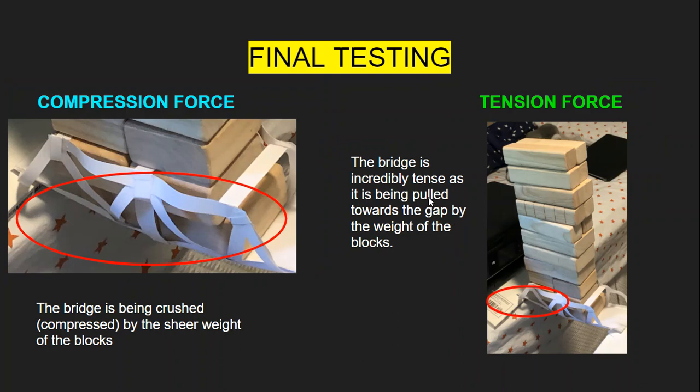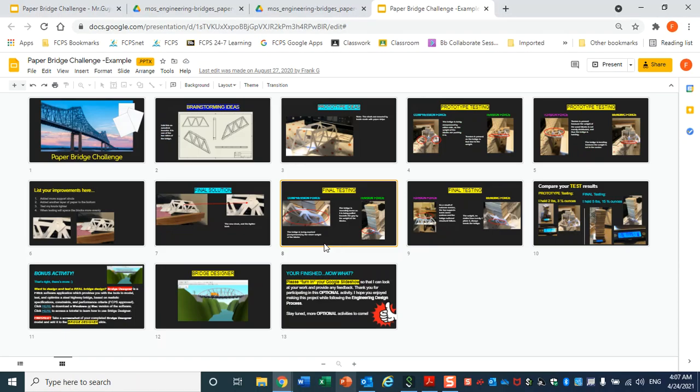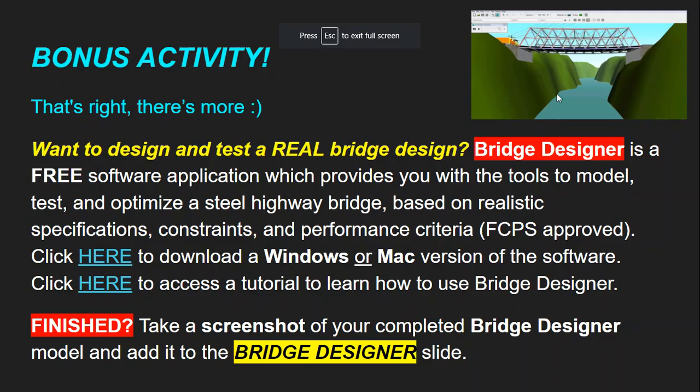So there's a whole bunch of different things to go into this. You can make more than one design. You can test and test and test and build and build and build, and continue on experimenting on what's the best way to go about this. And then if you really want to, at the end of this Google Slides, you can go to this Bridge Designer app and go ahead and design it virtually, and you can see how much weight it will hold, and you can put your design to the test and see what it would look like in real life.